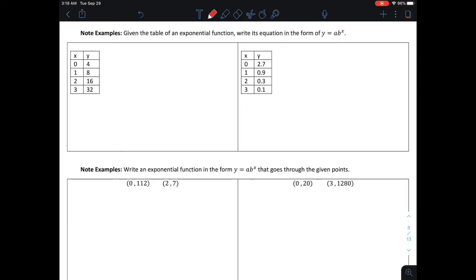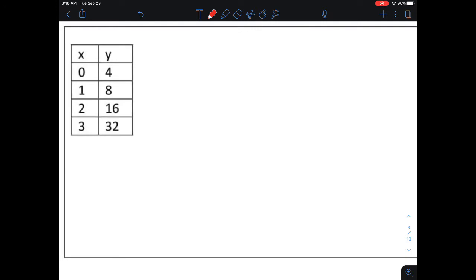Okay, here we're going to look at writing the equation of an exponential function, and we're going to look at this in two ways, from a table and from two coordinates, which I have below. So we're going to write the equation in the form y equals a times b to the x. So I'm going to zoom in to this first problem. So y equals a times b to the x power. And we start by trying to find our initial value. Well, the initial value is going to be what y equals when x equals 0.